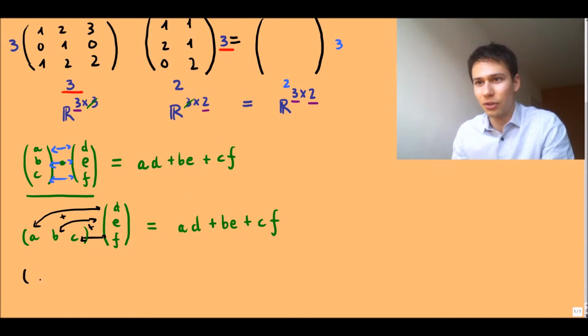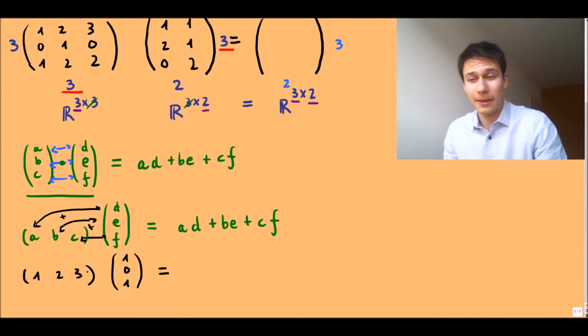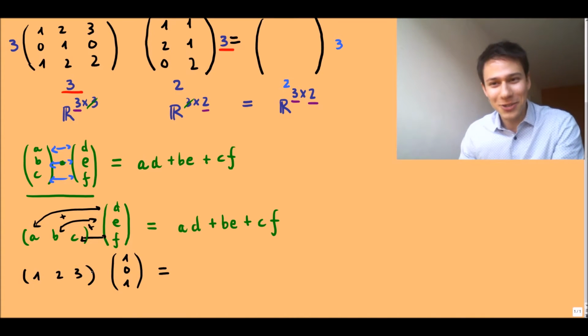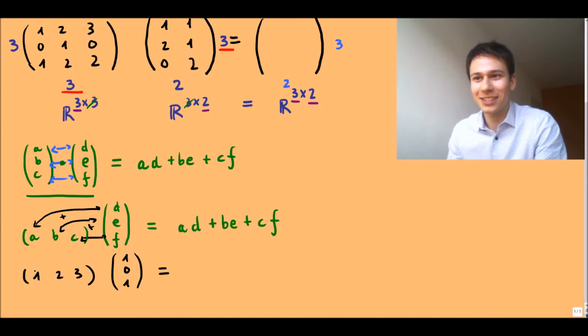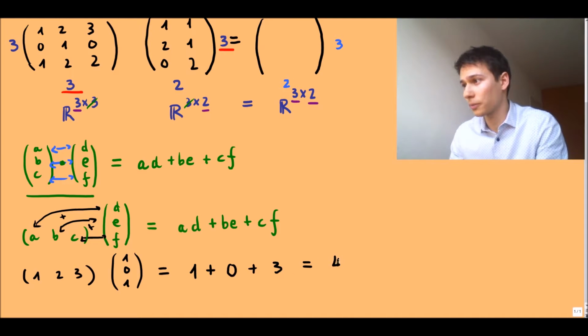Suppose we have the vectors 1, 2, 3 and 1, 0, 1. What you get as a result from this matrix multiplication is 1 times 1 plus 2 times 0 plus 3 times 1, which gives us 3. So as a result, we get a 4.